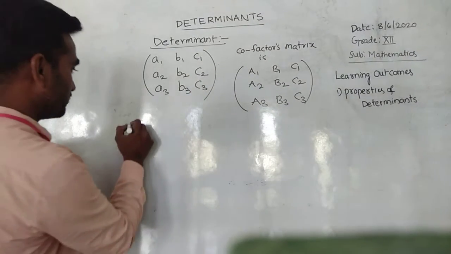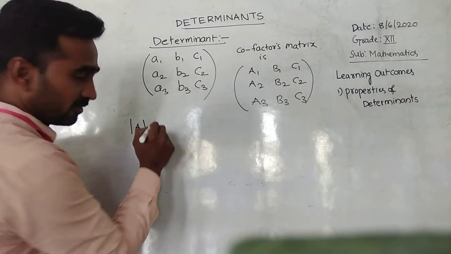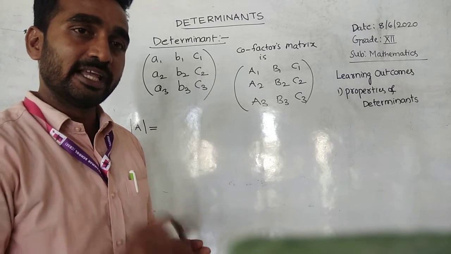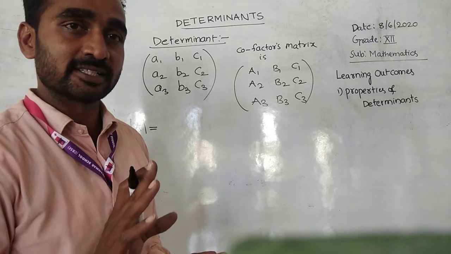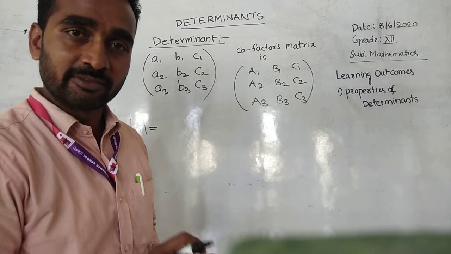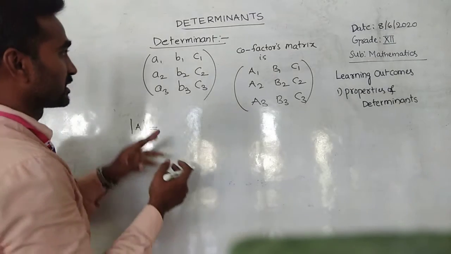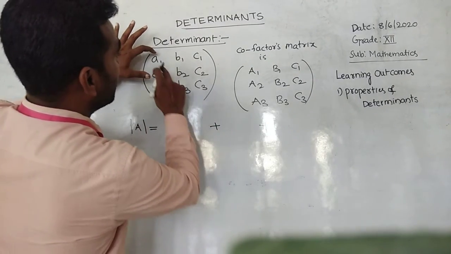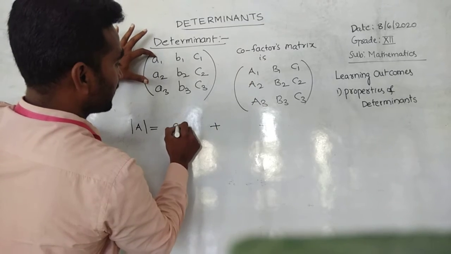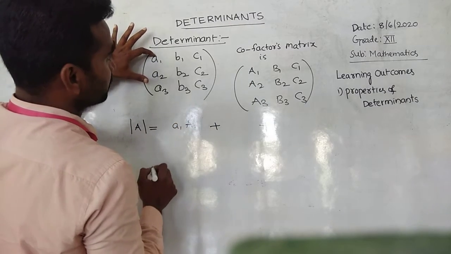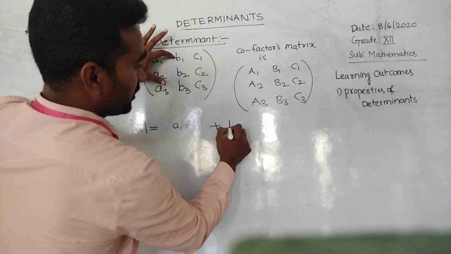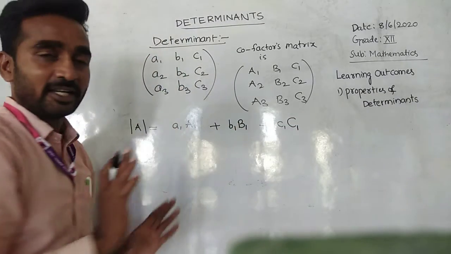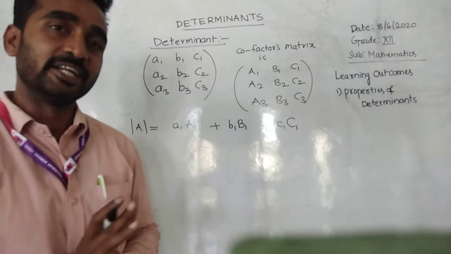Now the determinant is defined. The determinant of A is defined as the sum of the products of the elements and their corresponding cofactors. See here, the sum of the element and its corresponding cofactor: A1 and its cofactor, B1 and its cofactor, and C1 and its cofactor. This value is the determinant.